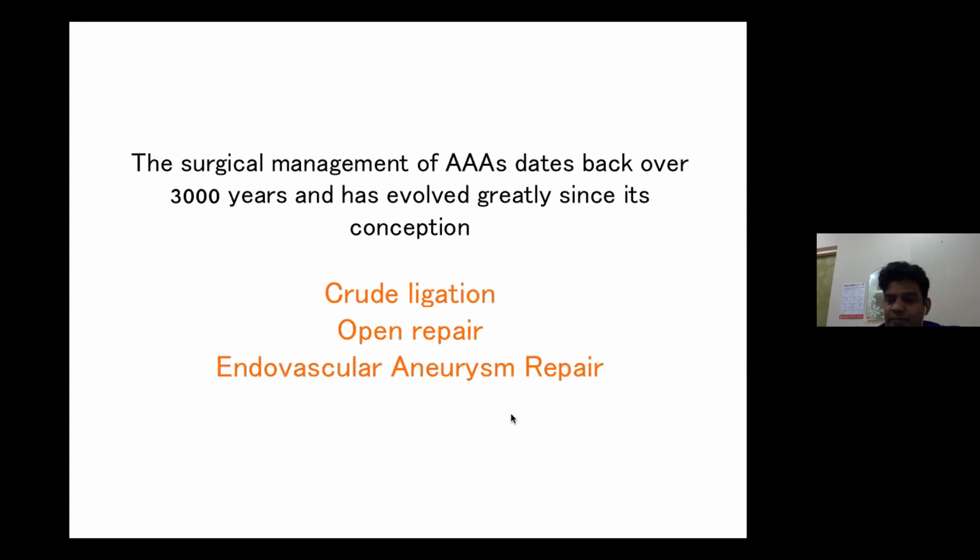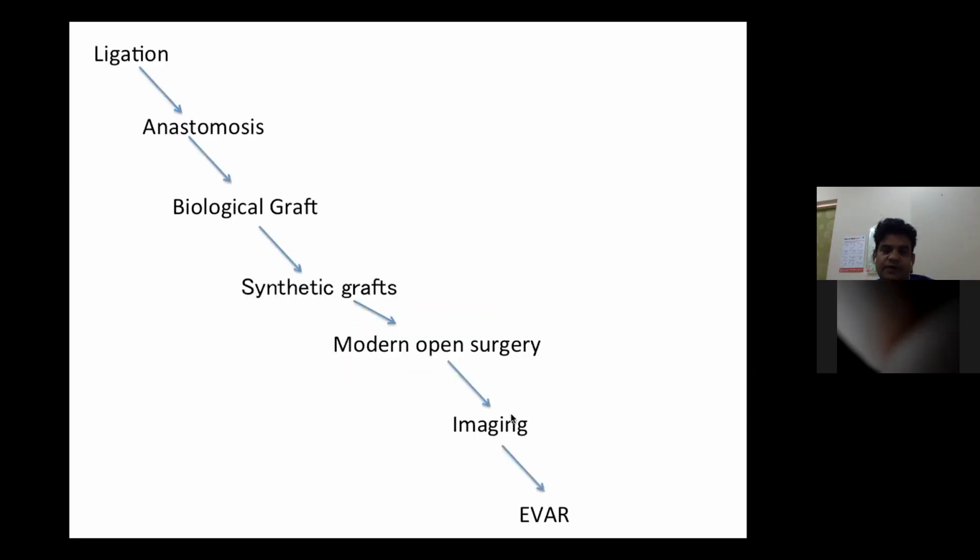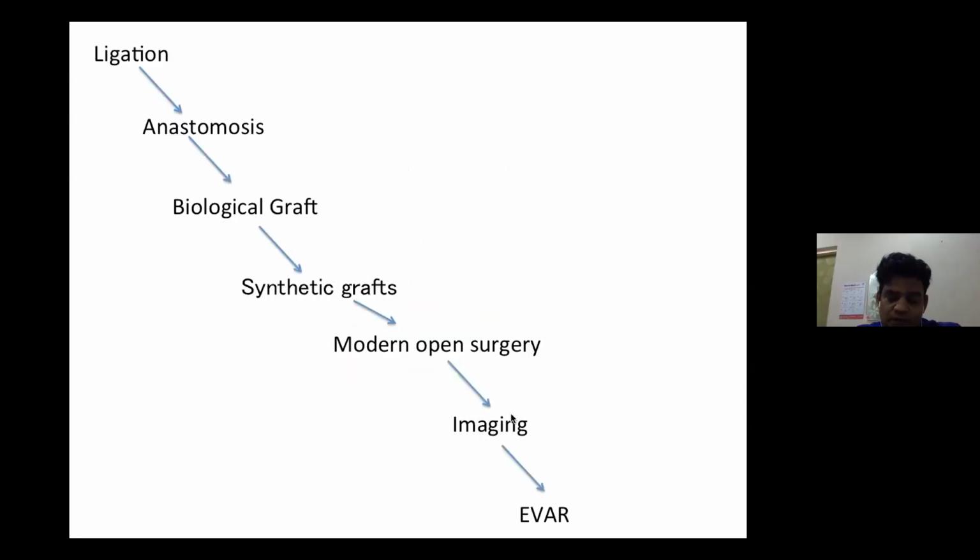The surgical management of AAA dates back over 3,000 years and has evolved greatly since its conception. It started with crude ligation and went on to open repair, and then went ahead with endovascular aneurysm repair, which is a fantastic way of looking at treatment of abdominal aortic aneurysm or thoracic aortic aneurysm per se. So it started with ligation, then anastomosis, and biological graft came in, then synthetic grafts, and then more modern day open surgery.